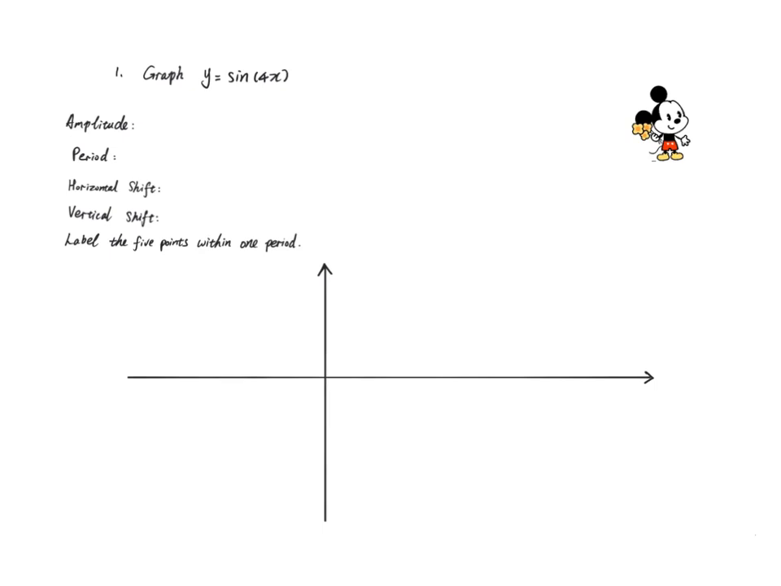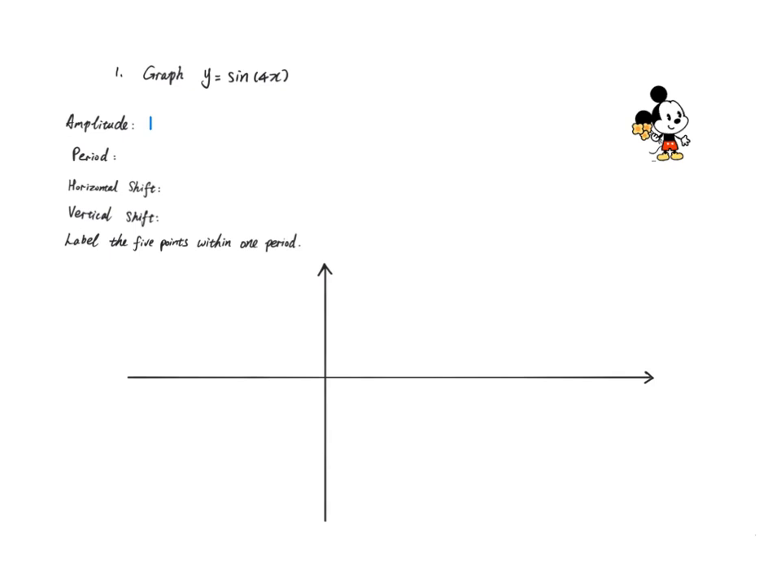So amplitude is the number in front of sine here, right? Do we see a number? If you don't see a number in front of sine, then the amplitude is 1. Just like when we figure out the coefficient, if you don't see a number, you assume the coefficient is 1.